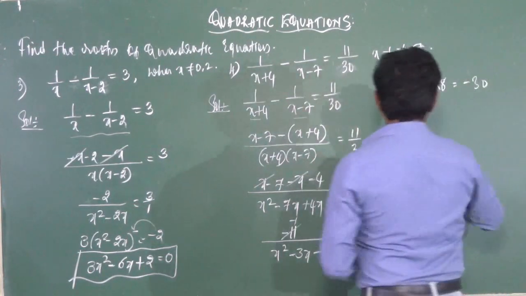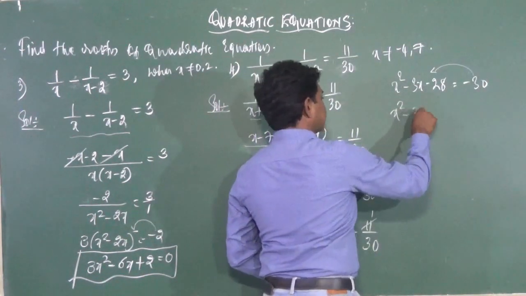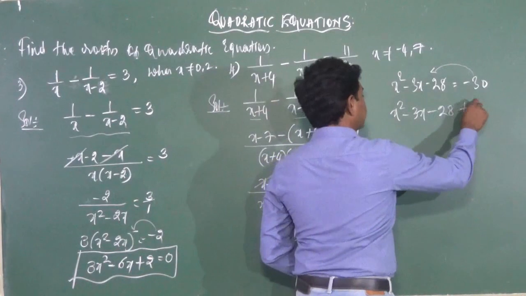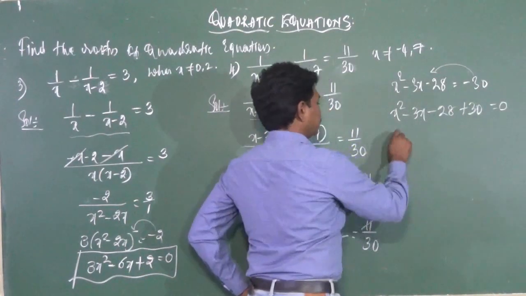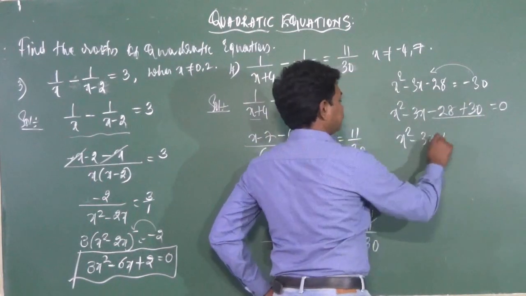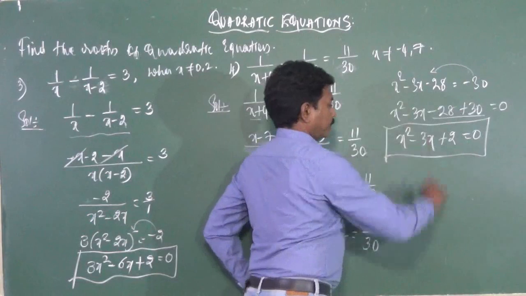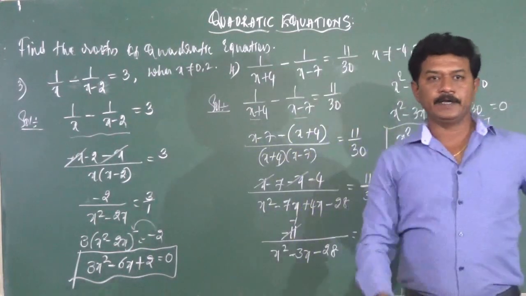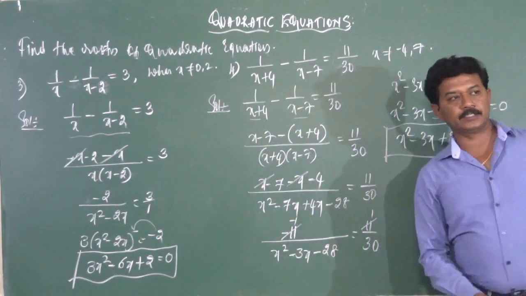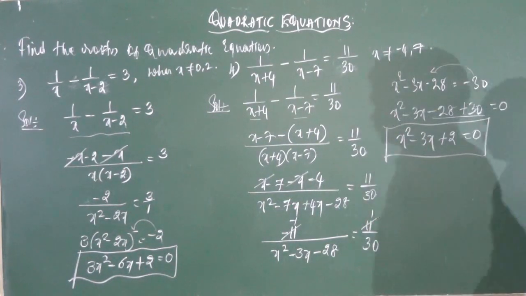Okay, let us transpose this minus 30 to LHS. So x square minus 3x minus 28 plus 30 is equal to 0. So x square minus 3x minus 28 plus 30, that is plus 2, is equal to 0. So this is the required quadratic equation. You can go by either the method of factorization or by the method of using the formula. Correct.